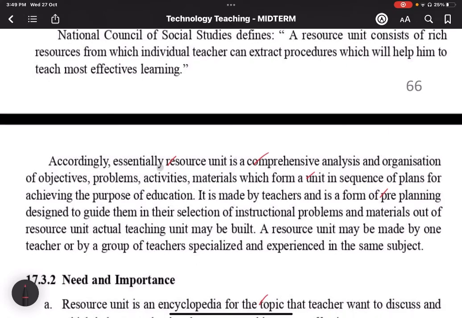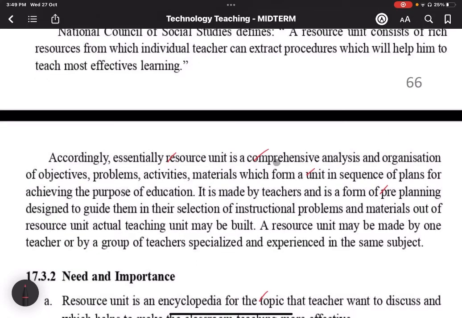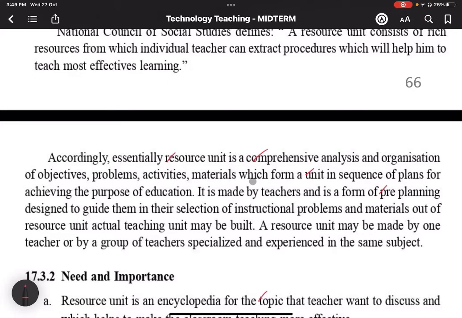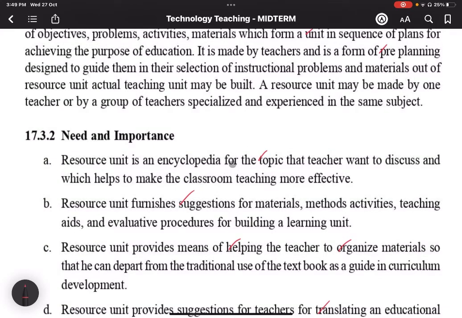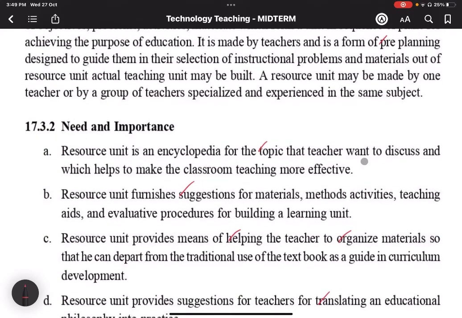So, accordingly, a resource unit is a comprehensive analysis and organization of objectives, problems, activities, and materials which form a unit in a sequence of plans for achieving the purpose of education. It is pre-planning designed to guide them in the selection of instructional problems. As to its importance, a resource unit is an encyclopedia for the topic that the teacher wants to discuss.